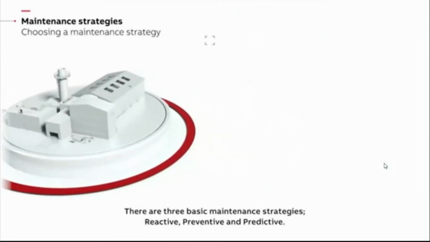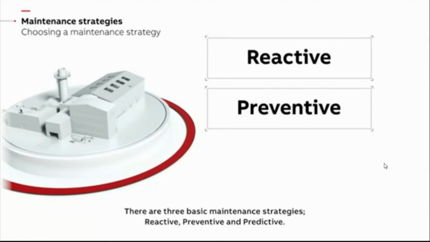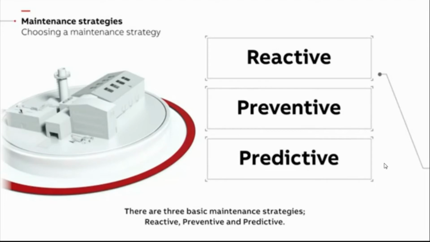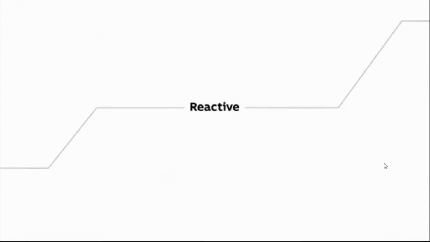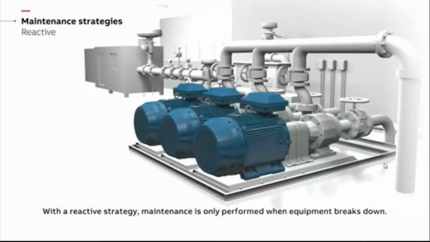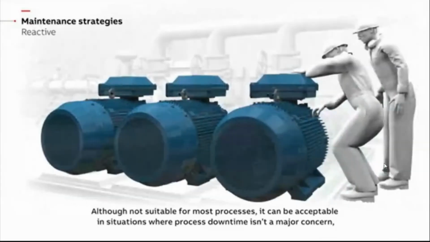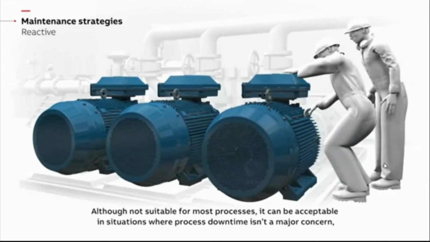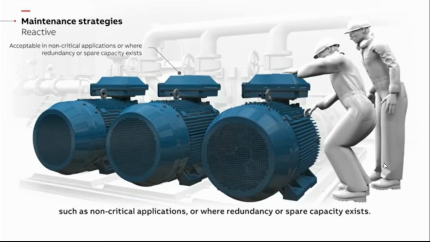There are three basic maintenance strategies: reactive, preventive, and predictive. With a reactive strategy, maintenance is only performed when equipment breaks down. Although not suitable for most processes, it can be acceptable in situations where process downtime isn't a major concern, such as non-critical applications, or where redundancy or spare capacity exists.